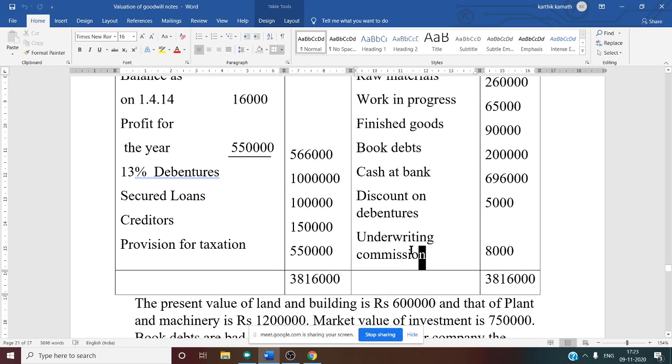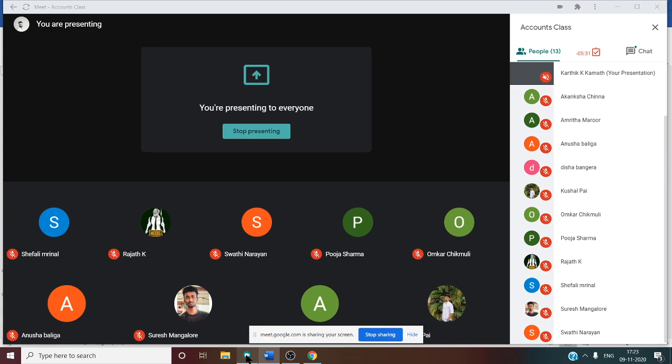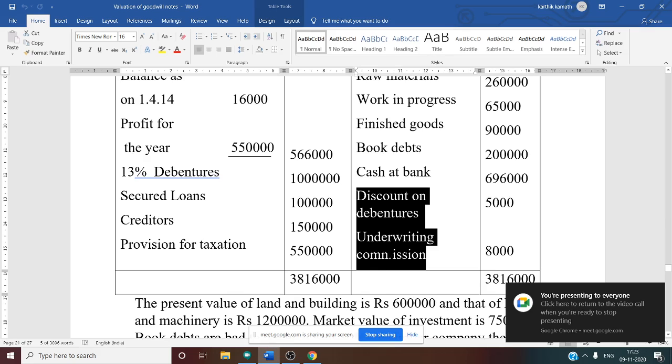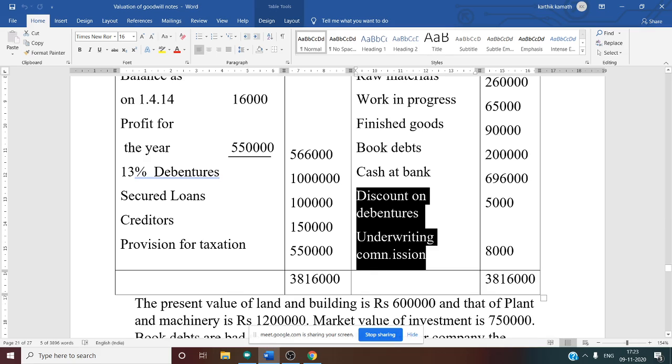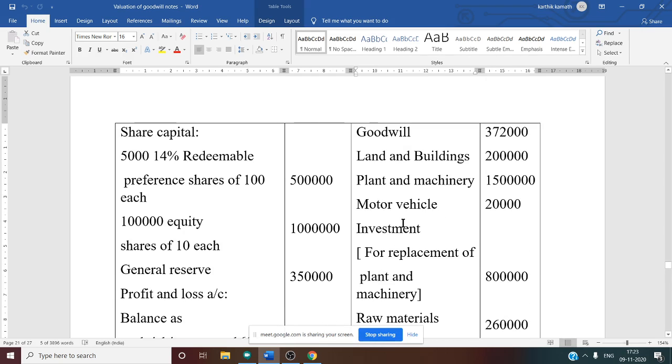Only the last two items, that is discount on debenture and underwriting commission, are fictitious in nature, so they do not appear. You should not consider these two items while calculating capital employed under agreed value of asset. All other information on the asset side comes in, except goodwill.